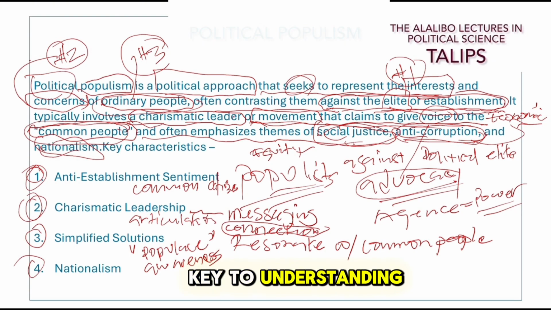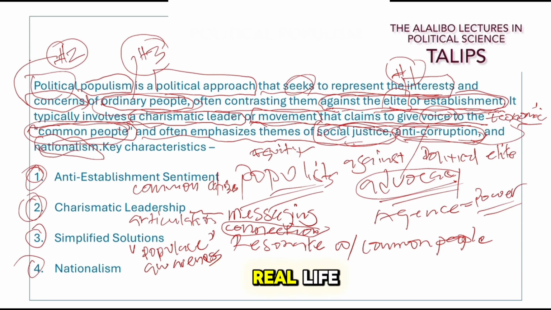Understanding this is key to understanding how governance works, understanding how the different interests in a society impact governance, and the interaction between the government, the elites in some cases, and the common people, and how all of that plays out in real life.